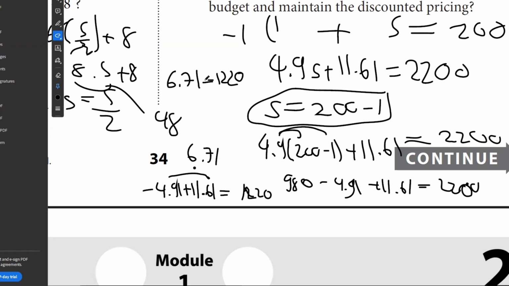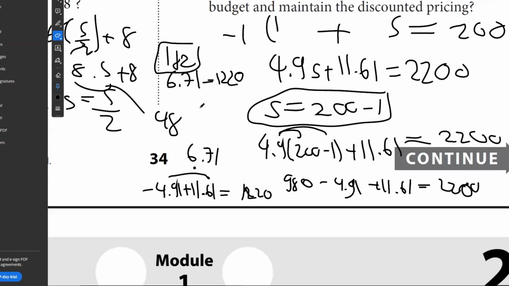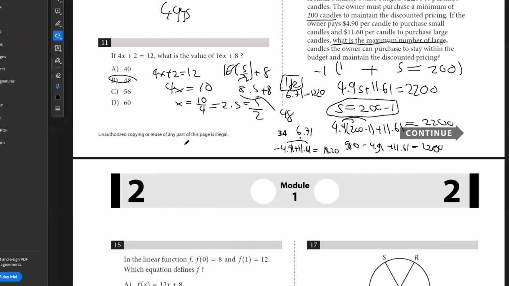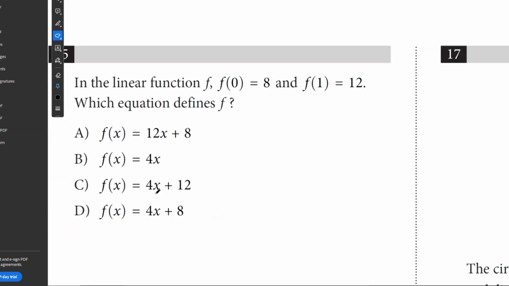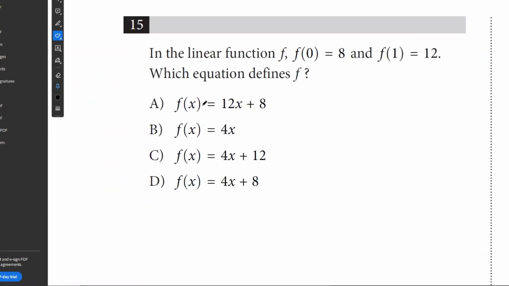So let's just find L. 1220 divided by 6.7. So our answer is approximately 182, our final answer choice. So let's now do this last question, and then we're going to continue in part 2 of this video.